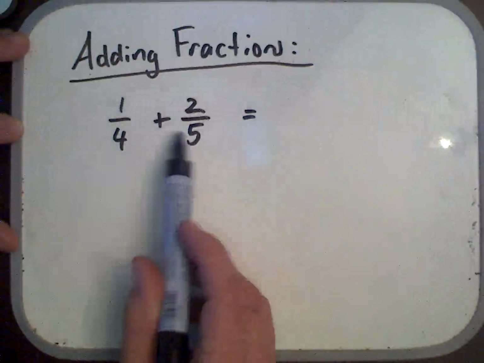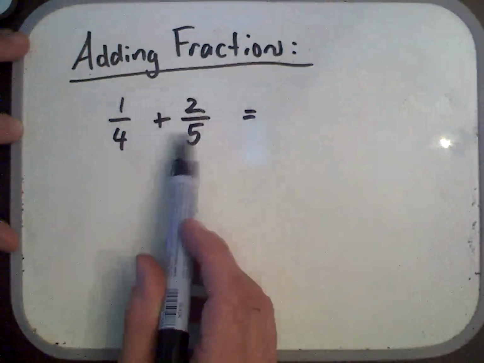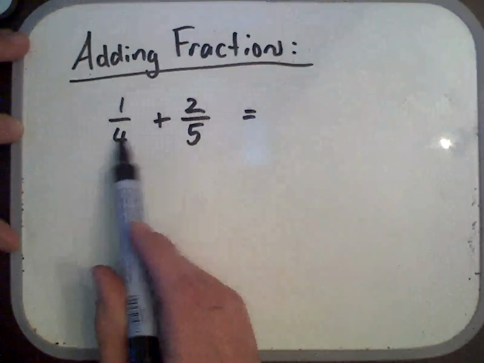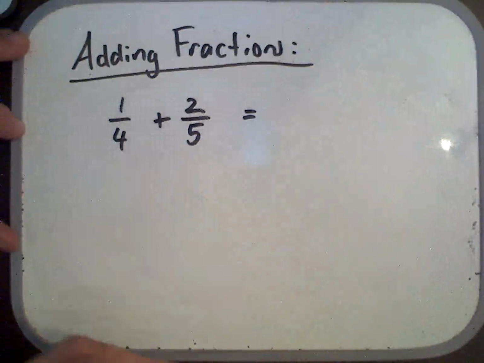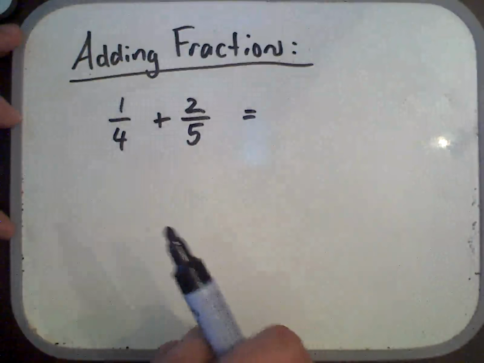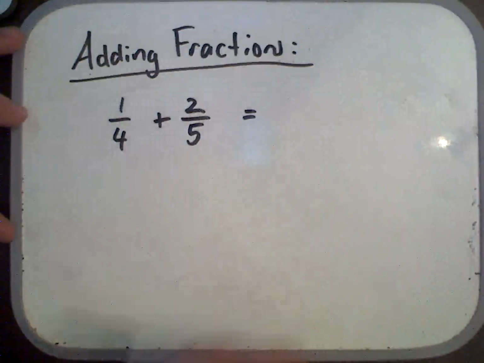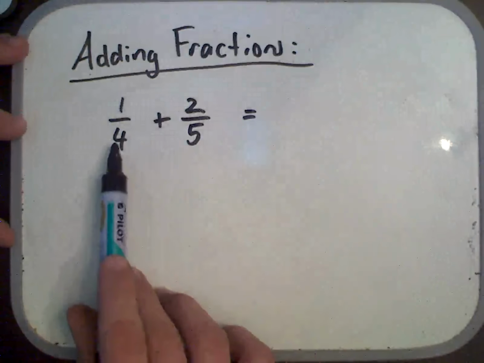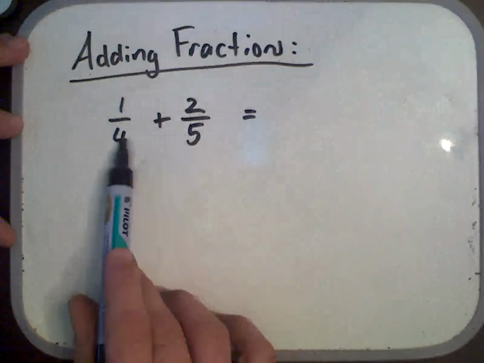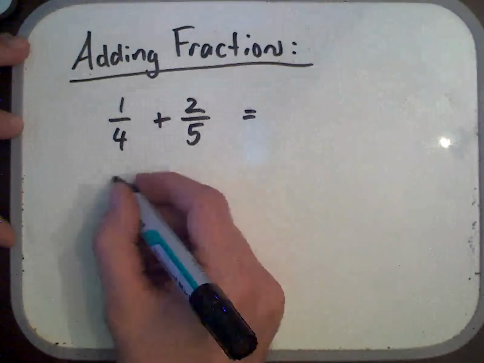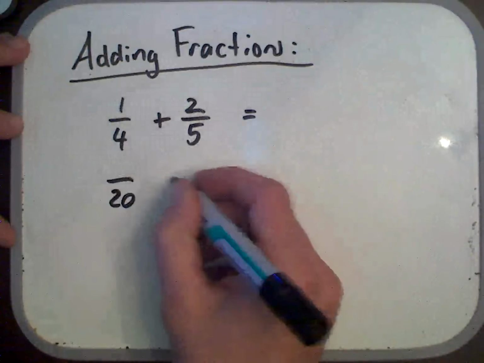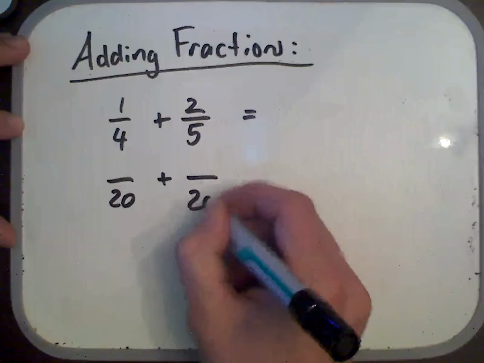Okay, at the moment we've got two different denominators, so we can't really add these together at the moment. So what we need to do is change these denominators so that they become the same. An easy strategy to do this is to simply have a look at 4 and 5, and we can multiply these two together. That's going to give us 20 and 20 on the bottom.